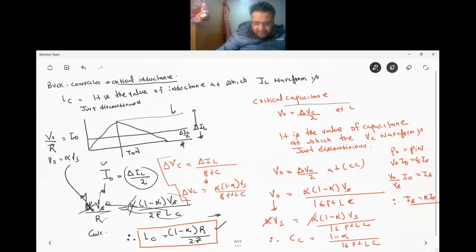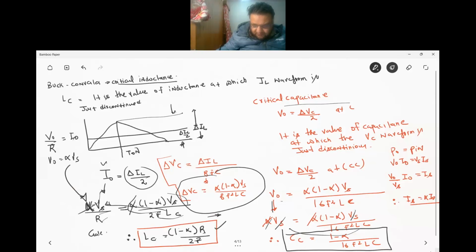So you just substitute alpha(1 minus alpha)Vs by FL, and here one F is there, so it becomes F square LC. So this del, if you do 2, then it will become 16. So your V naught will become equal to alpha(1 minus alpha)Vs over 16 F square LC. And V naught you can write as alpha Vs. So alpha and Vs cancel, right? So bring this capacitance here, and now you are left with 1 minus alpha. This is another important result: the filter capacitance result. This comes for the buck converter.